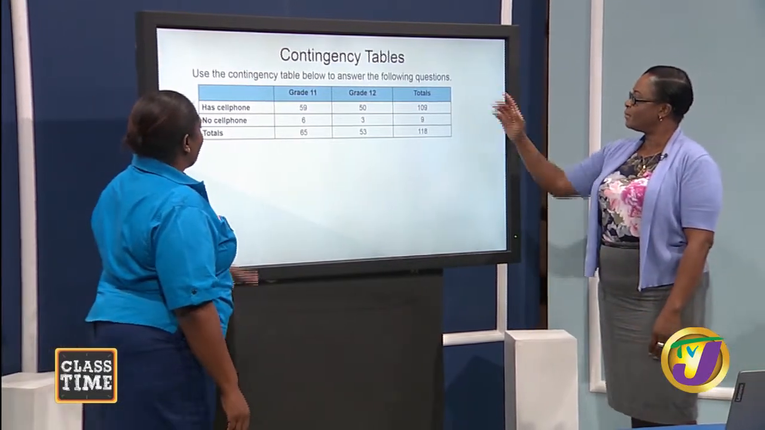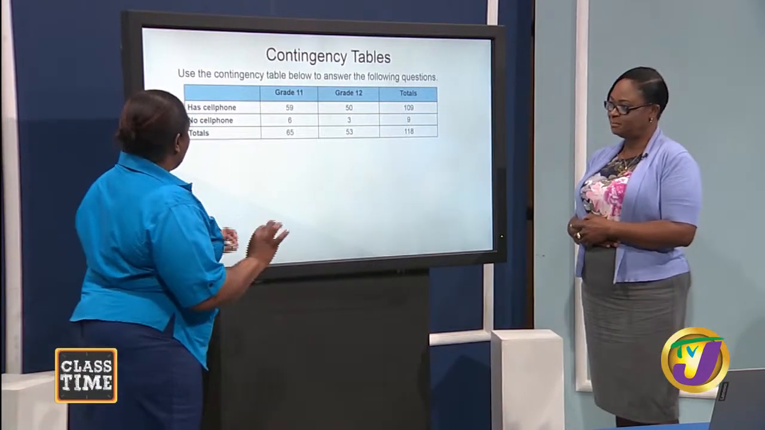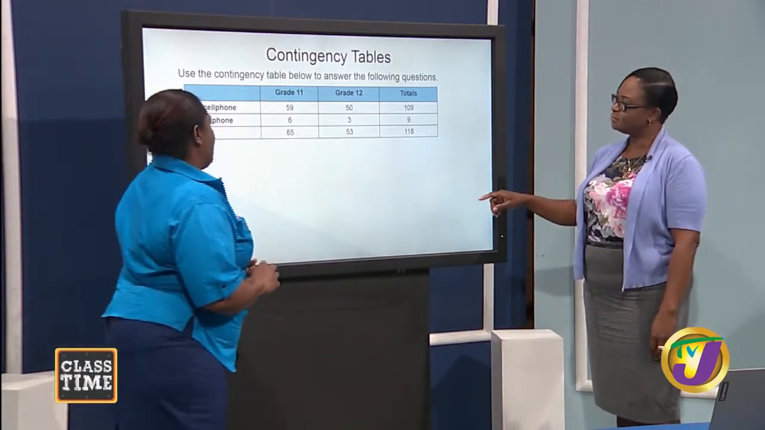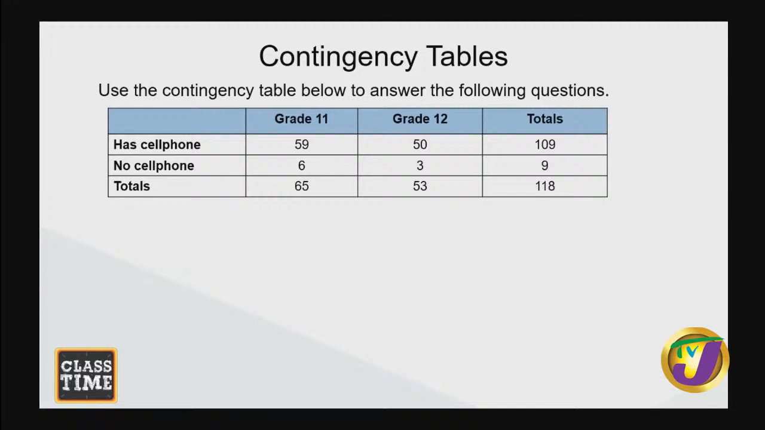Yes. So let us take the numbers in the table one at a time. Let us look at the 59. What is the 59 telling us? It is saying to me that in grade 11, there are 59 students with cell phones. Good. And the 6 is telling us that there are 6 students who do not have a cell phone in grade 11. So there is a total of 65 students in grade 11, a combination of those with and without.